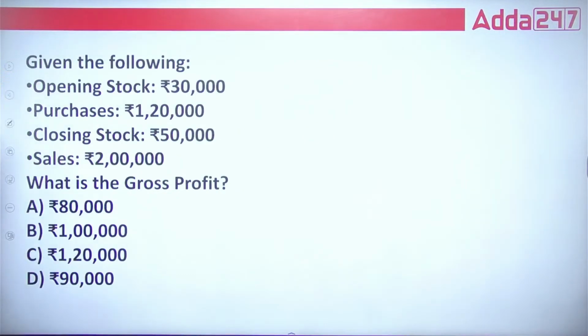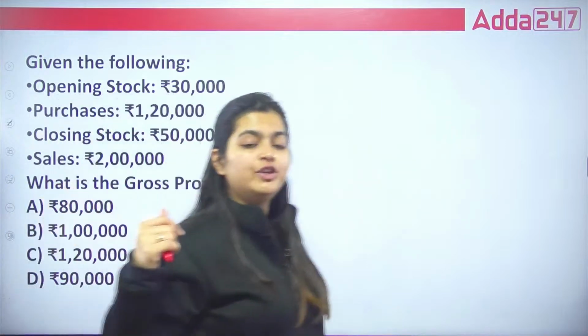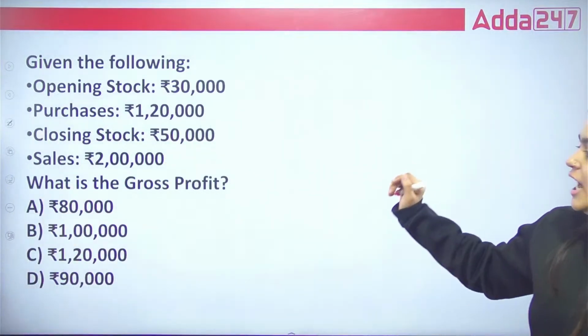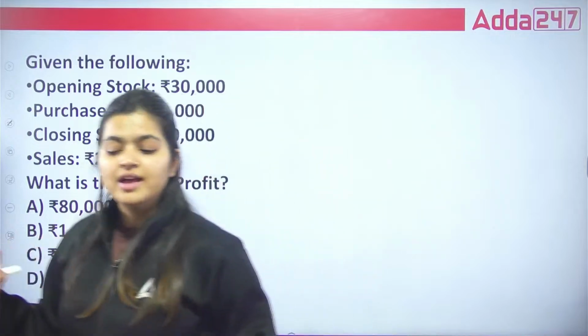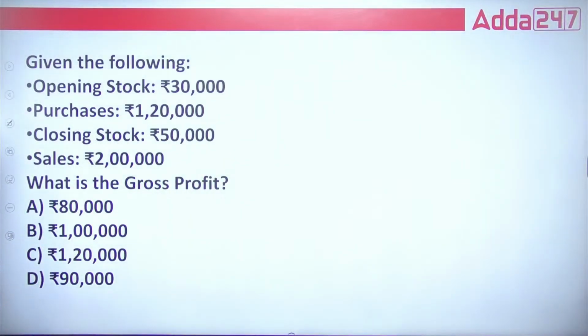Chaliye, now next. Given the following: opening stock 30,000, purchase 1,20,000, closing stock 50,000, sales 2 lakh, what is the gross profit? Tell me the gross profit. In your previous question, we used your COGS, but now they have given you a more detailed question. So now how to calculate gross profit?